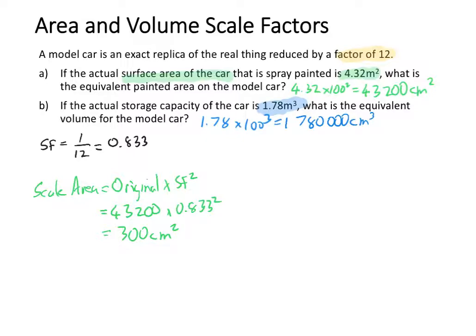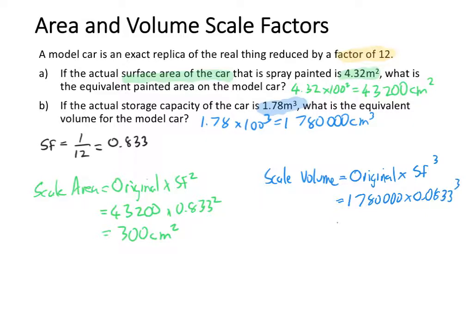Now for part B, the scaled volume is going to equal the original volume times the scale factor cubed, because I'm calculating volume. So that's going to be 1,780,000 times 0.0833 cubed, and that, rounded, is going to equal 1,030 centimeters cubed. So the storage capacity of the model car is going to be 1,030 centimeters cubed.